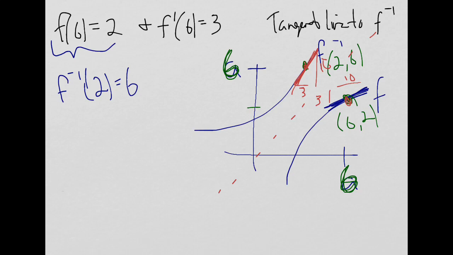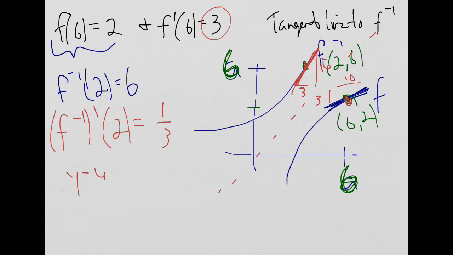So what I know from that is that, well, the slope here, if this is my really imaginary graph of f, well, that's 3. So the slope here at its opposite point is the reciprocal. So I know that f inverse prime of 2, I have to use weird notation for this, well, that's 1 over this number, so that's 1/3.